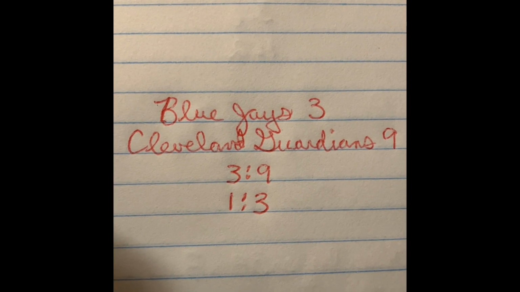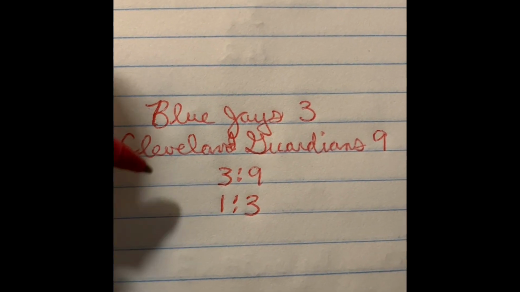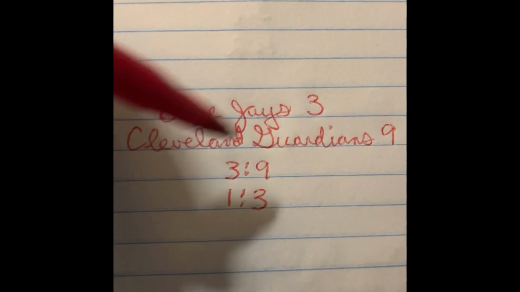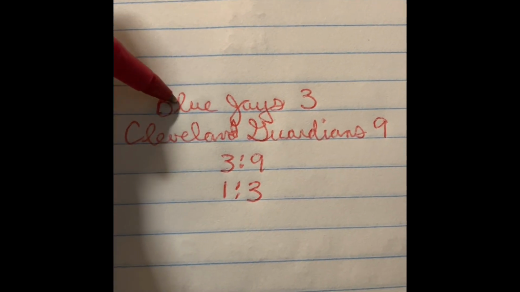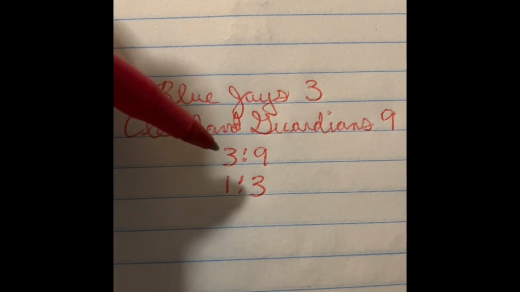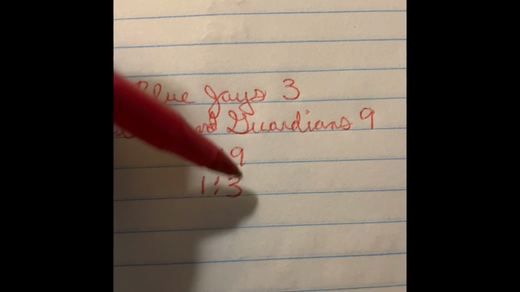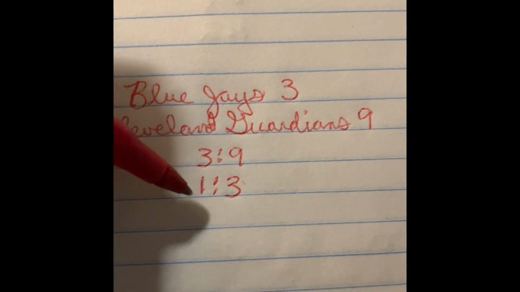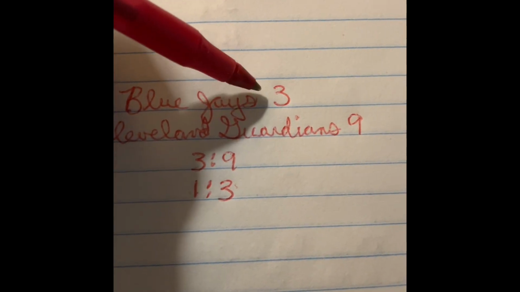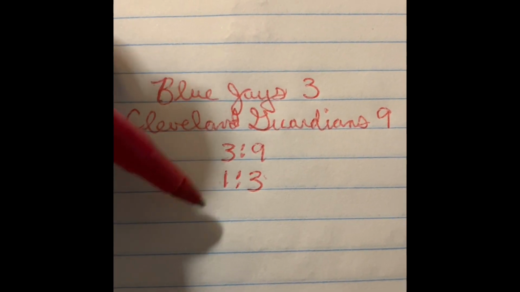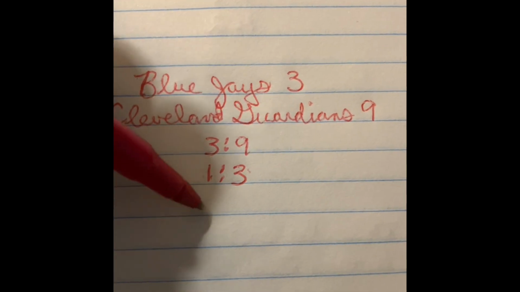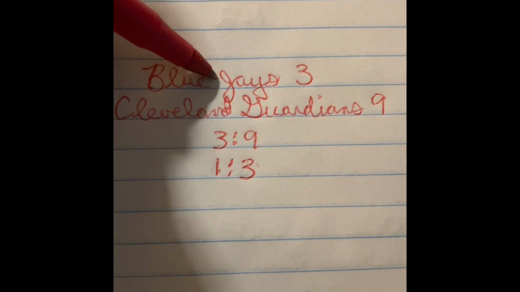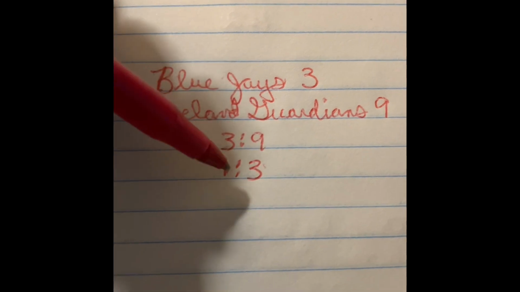Here is another example of a ratio. Blue Jays scored 3 runs and Cleveland Guardians scored 9. So, since the Blue Jays were on top and Cleveland Guardians came second, it's 3:9 and there's 1:3. 1:3 is because they're grouping it. For every 1 run the Blue Jays scored, the Guardians scored 3. So they're just trying to explain that for every run the Blue Jays scored, the Guardians managed to score 3 runs.